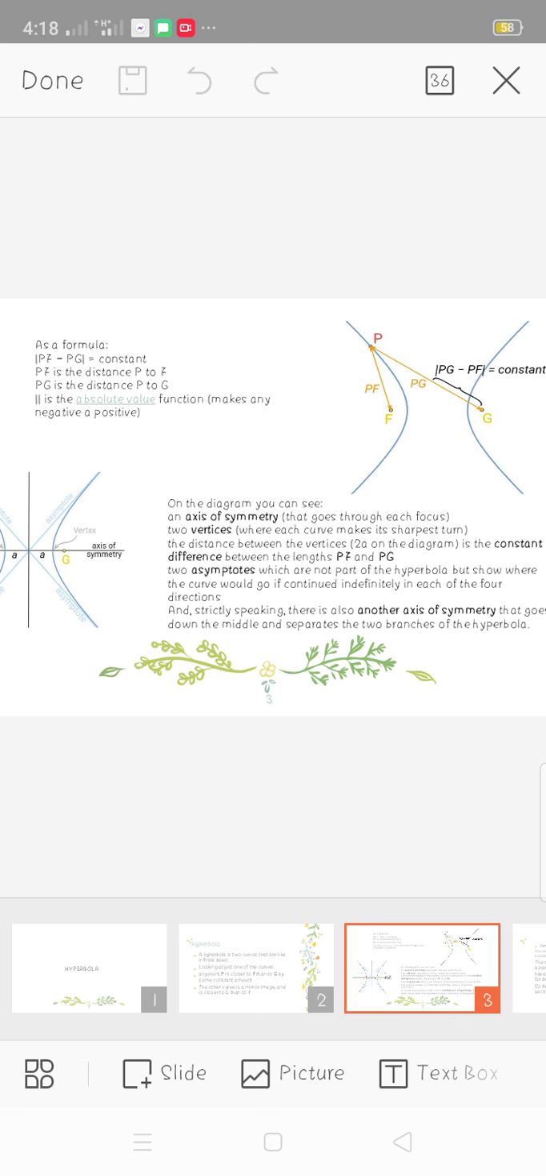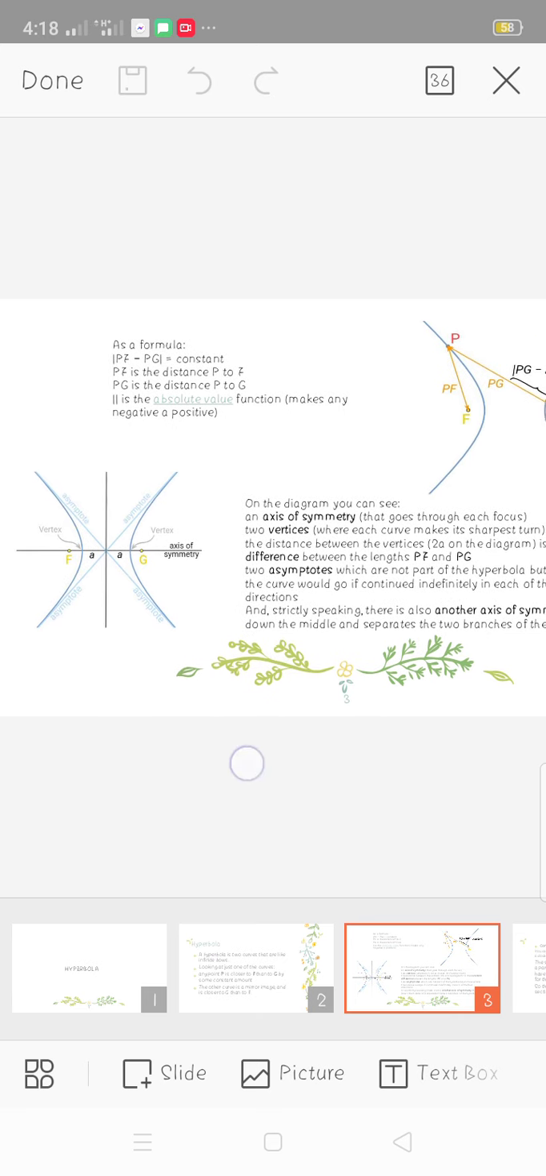As a formula, |PF − PG| = constant. PF is the distance from P to F. PG is the distance from P to G. The absolute value function makes any negative a positive.